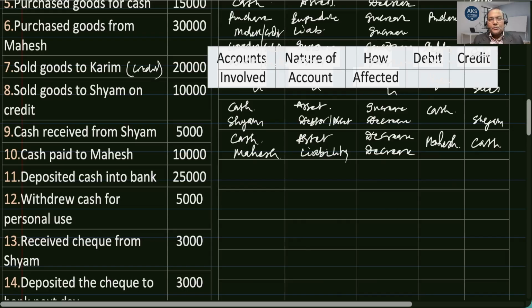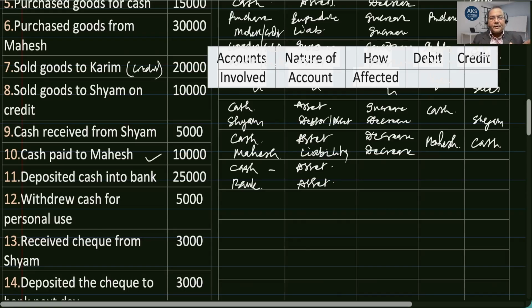Deposited cash into bank. So we have deposited some money into the bank. Which are the two accounts that get involved? We have done up to here. We will do this. The two accounts which are affected because of the deposit that we have made to the bank are cash and bank. Nature of account: cash is an asset, and bank is also an asset. Bank is nothing but the firm's bank account.